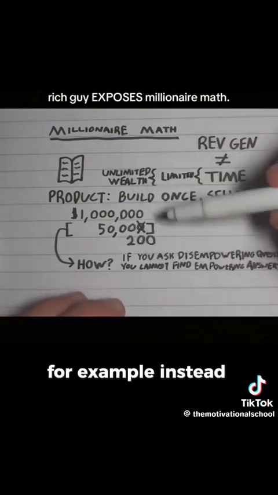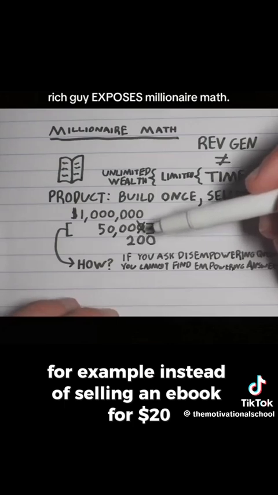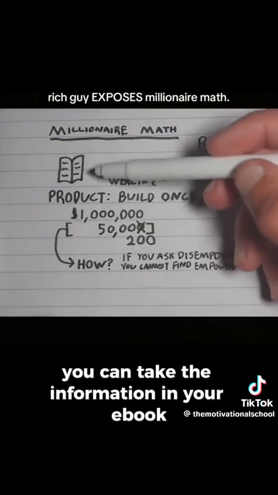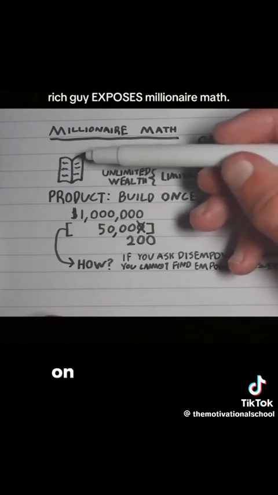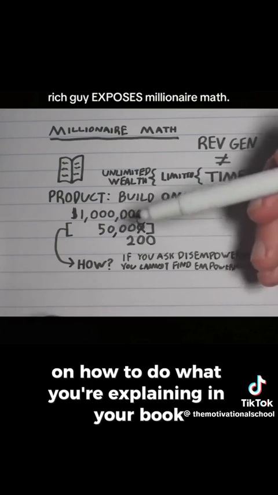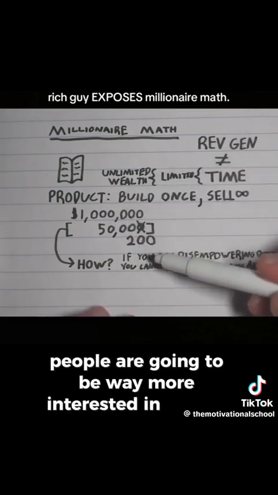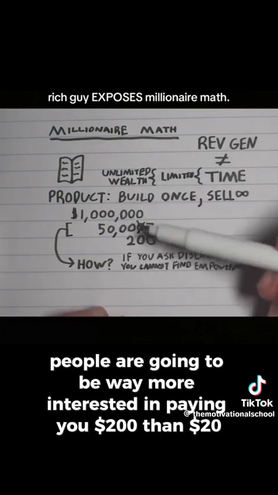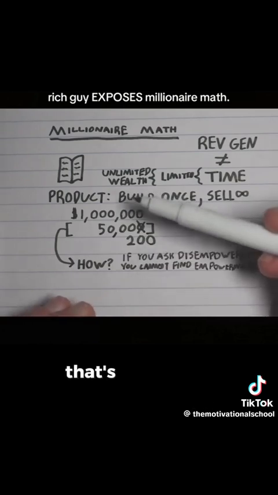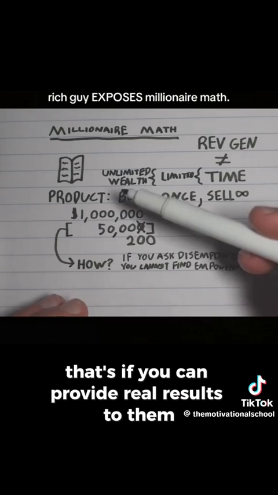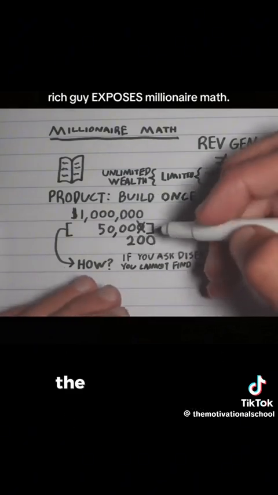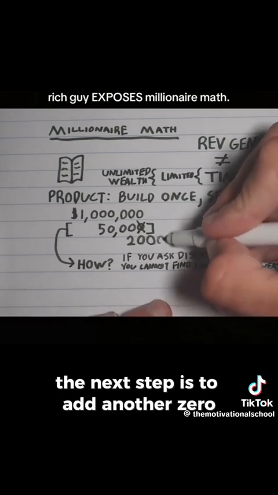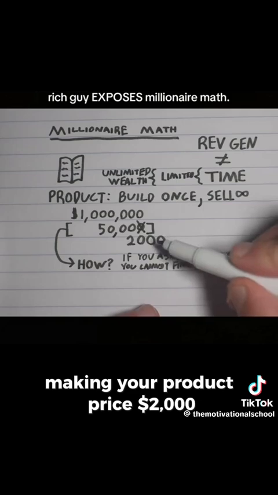For example, instead of selling an ebook for $20, you could take the information in your ebook and turn it into a coaching community where you actually coach people live on how to do what you're explaining in your book. People are going to be way more interested in paying you $200 than $20 for just a simple book. Obviously, that's if you can provide real results to them. And since thousands of people have already proven that this formula works, the next step is to add another 0, making your product price $2,000.